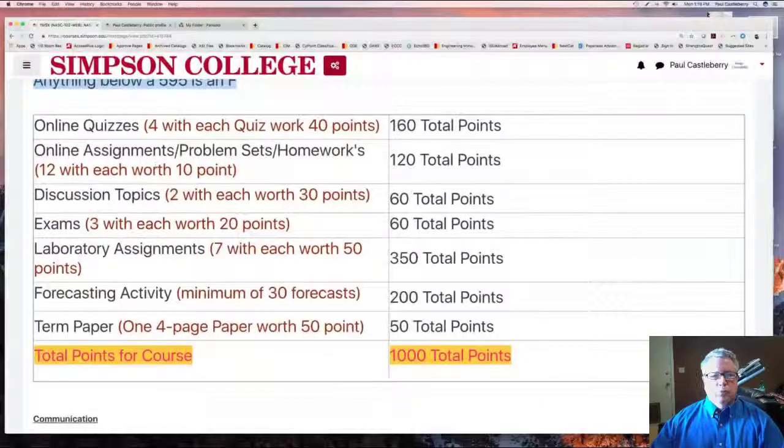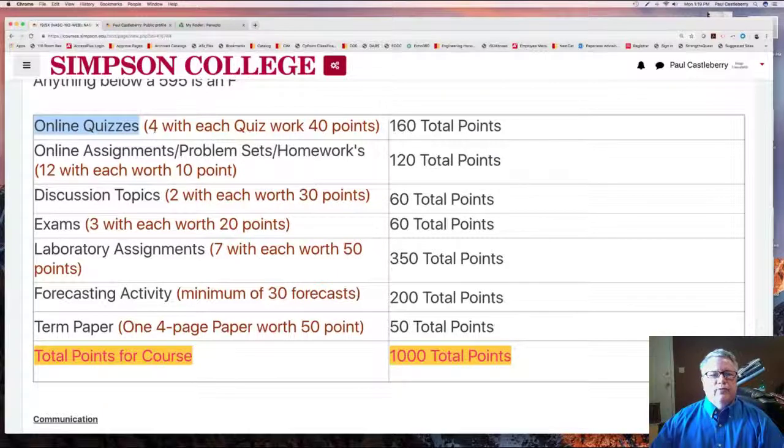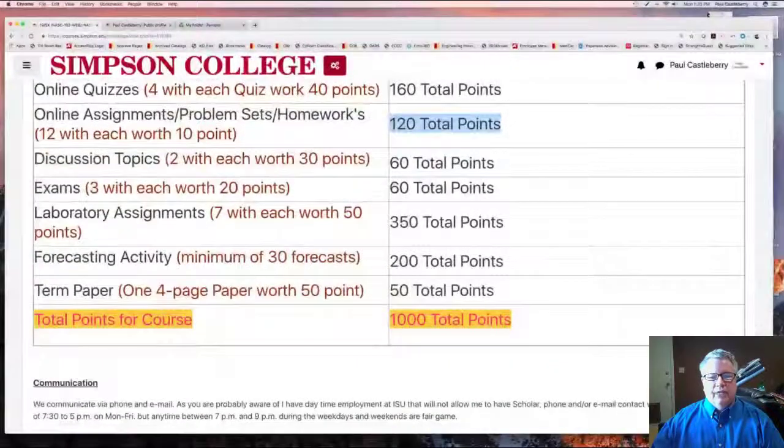And so you can earn those points with online quizzes. I have 4 quizzes, and each of the quizzes are worth 40 points. 4 quizzes worth 40 points each, totals out to 160 total points. You see here the online assignments, problem sets, homeworks. I have 12 of those, with each of these worth 10 points. So a total points of 120. And we can just go down the line here.